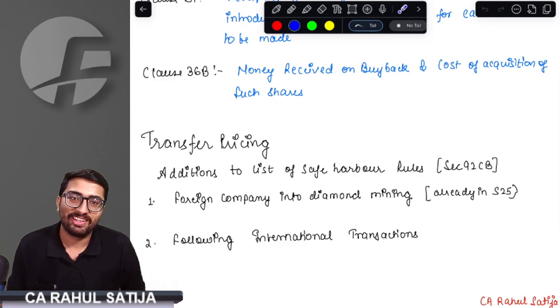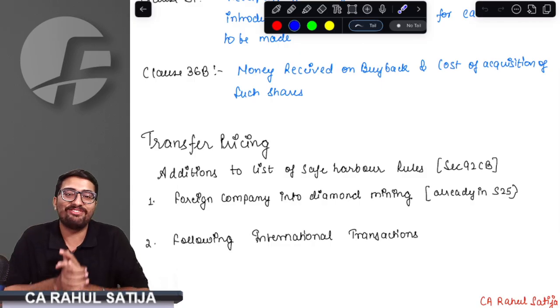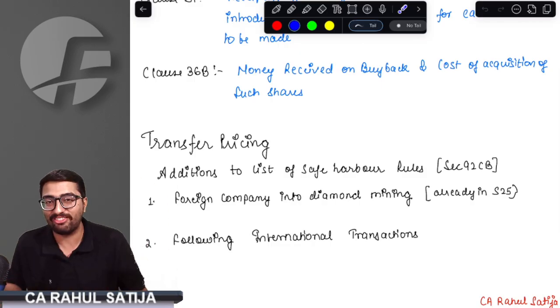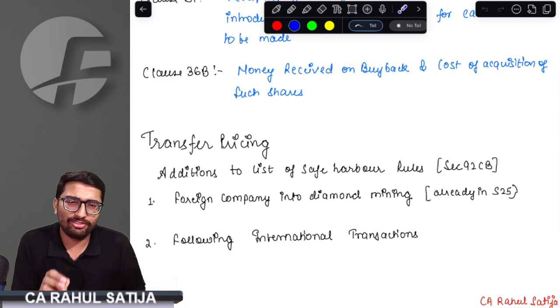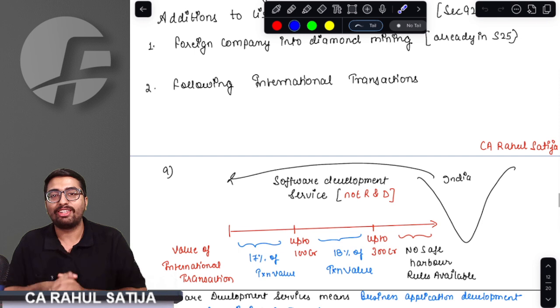Now, with due honor, I can proudly say the government has given many safe harbor rules and you will enjoy every one of them. Beautiful safe harbor rules the government has given, and let us understand all of them one by one.